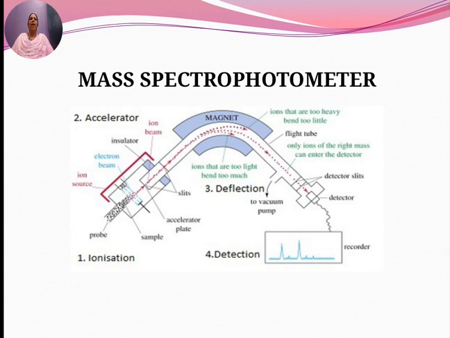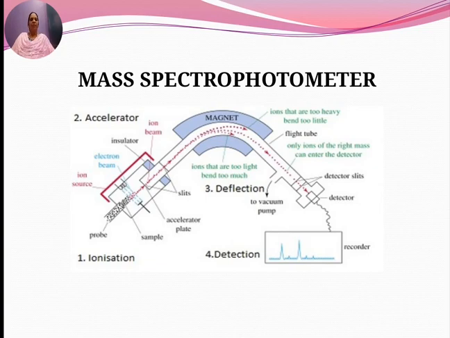The second is the acceleration of the electron beam in a uniform magnetic field. How do you accelerate the electron beam? Then the third phase is the deflection phase, and the fourth phase is the detection phase. So we have four stages: ionization, acceleration of the ionized sample, deflection, and detection.